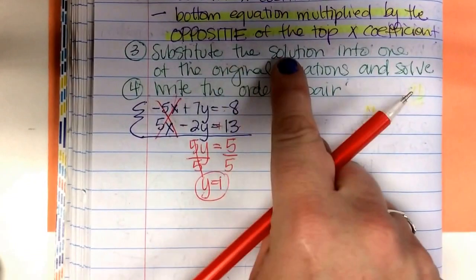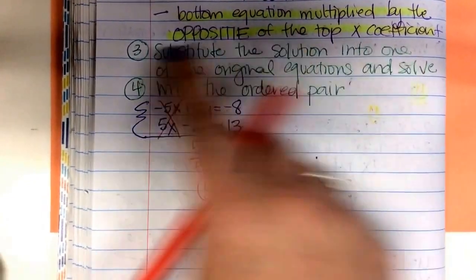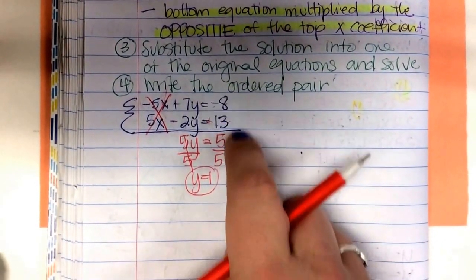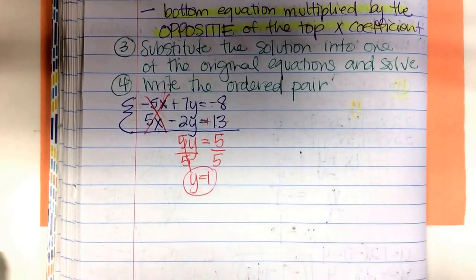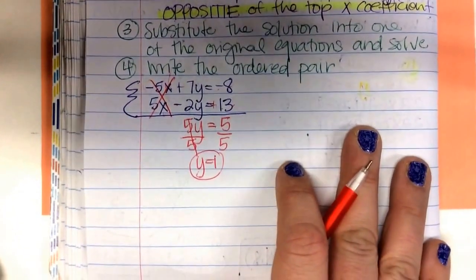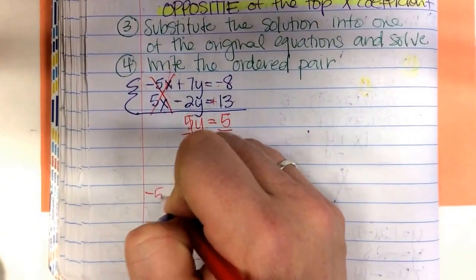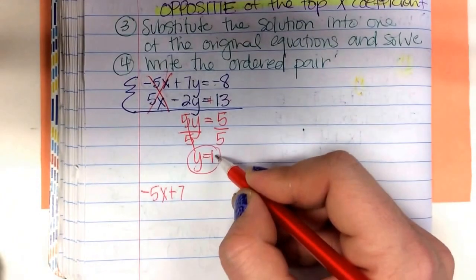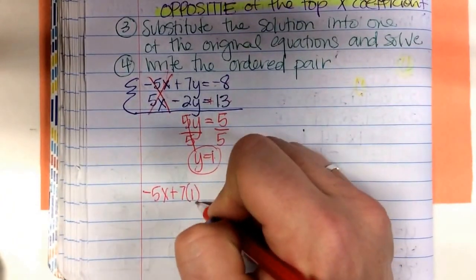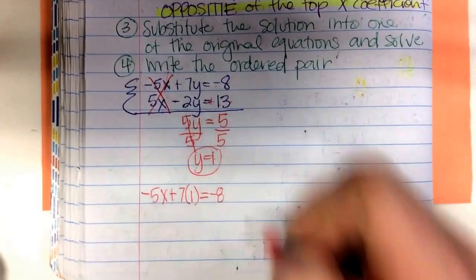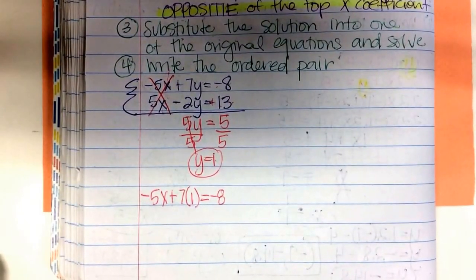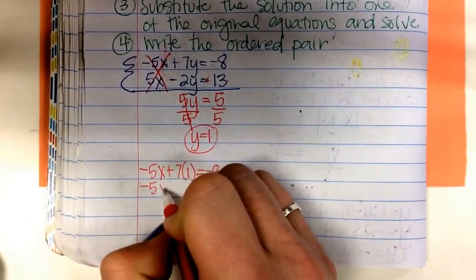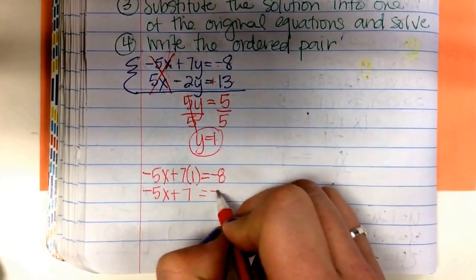Step 3, substitute the solution, y equals 1, into one of the original equations and solve. It doesn't matter which one we do. I like to stick with the top one just because I like rules. So if I go back to the top one, negative 5x plus 7, and instead of the variable y, I'm going to put 1, equals negative 8. Negative 5x plus 7 equals negative 8.